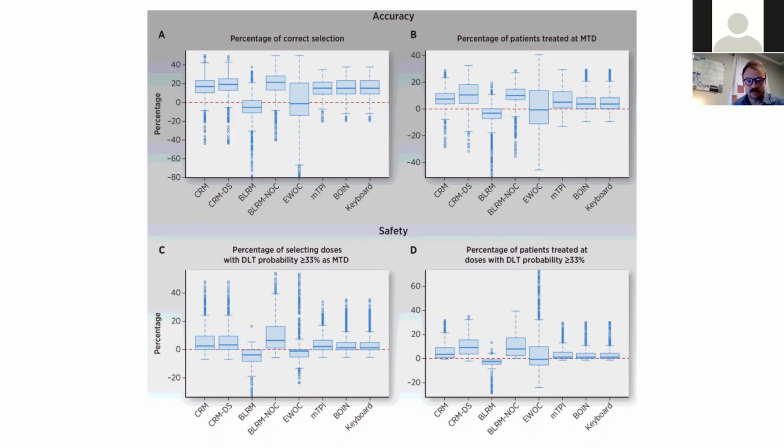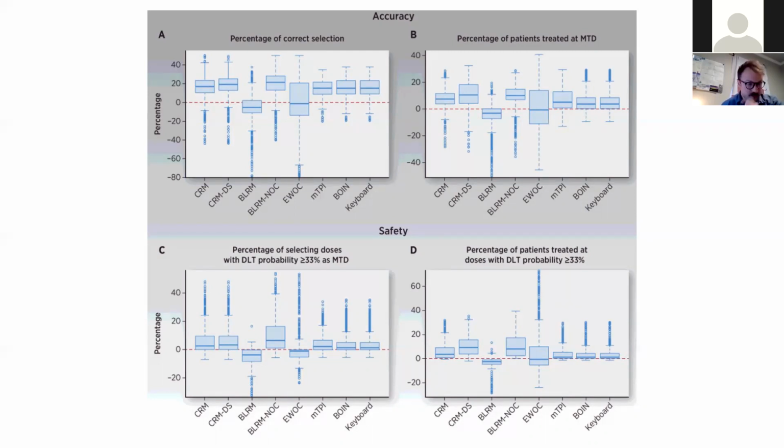Figure B is going to show the average percent of patients who are assigned to the MTD across simulated trials. When all dose levels are above the MTD, they're going to use the average percentage of patients not enrolled into the trial for this metric.